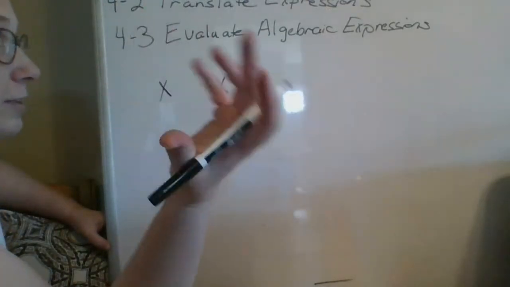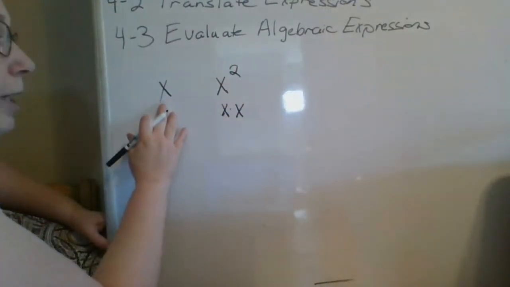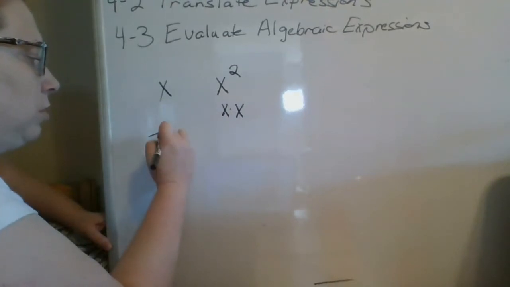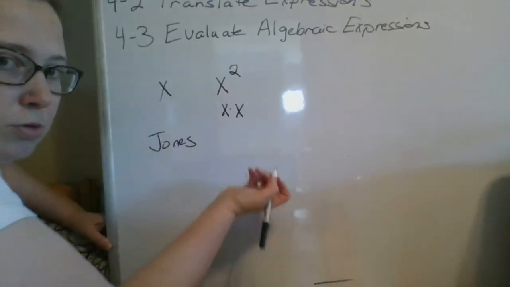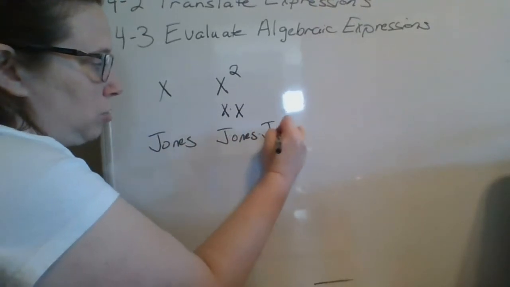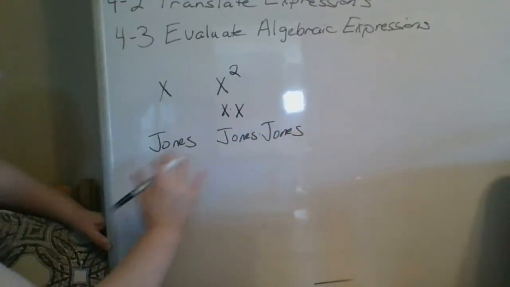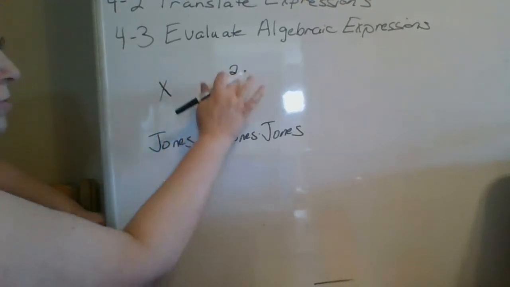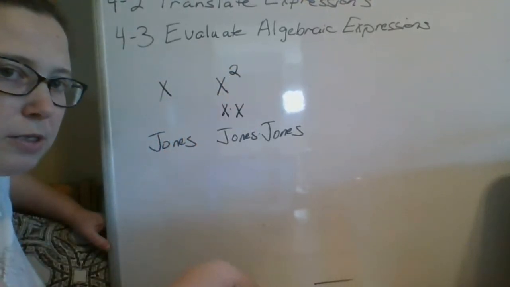If we go back to the name thing, say we had Jones and Jones squared. Well, Jones is just Jones, but Jones squared would be Jones times Jones. So they are different. Even though the variable is the same, you have to watch out for the same exponents as well.